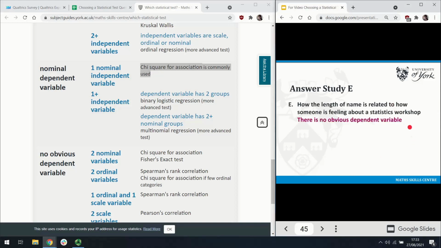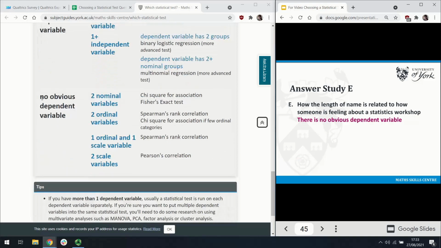Okay, here's the answer. For this one, there's no obvious dependent variable. So we're down in this bottom box here. We've got two variables, and those two variables are both ordinal. So we're thinking about this one here. And that gives us Spearman's rank correlation, or there's another option here, chi-squared test for association.